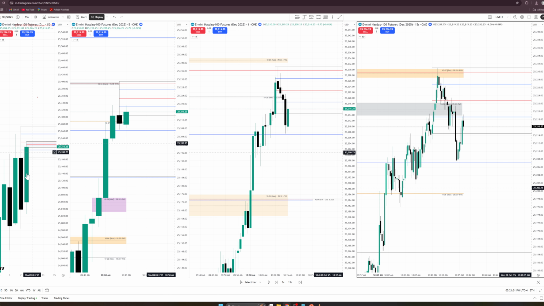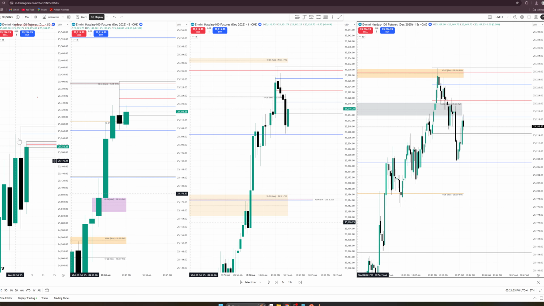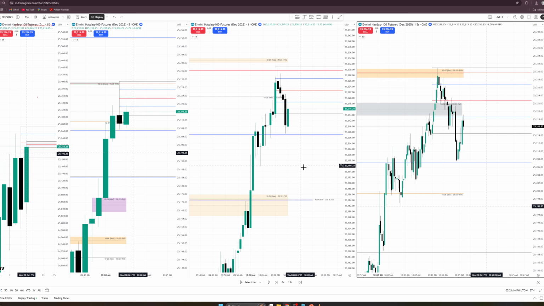So first thing is, the market went up. We reached a premium level, which is 50% of this daily premium wick. Then we had a rejection. But how do we confirm that there is a shift in market structure? So now we'll go to the lower time frame.